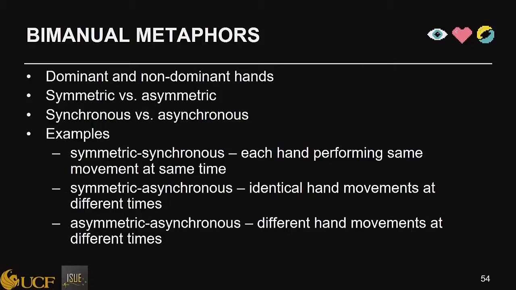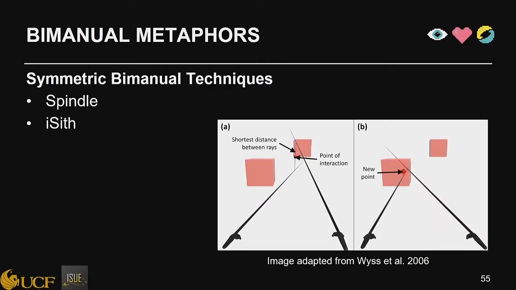And examples of them, you can have techniques like symmetric synchronous techniques, where each hand is performing the same movement at the same time. Then you've got symmetric asynchronous techniques, where identical hand movements are done at different times. And then you've got the ones that are the most complicated, which are the asymmetric asynchronous, where different hand movements are happening at different times. And the quintessential example is pat your head and rub your stomach. Try to do that. That's pretty hard. That's why we try to stay away from the asymmetric asynchronous techniques. Trying to do different hand movements at different times can be somewhat challenging. So there are several of these bimanual techniques.